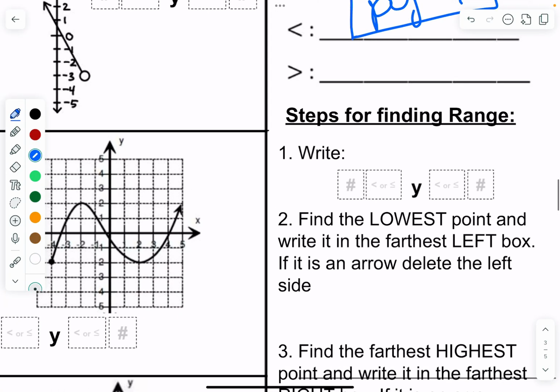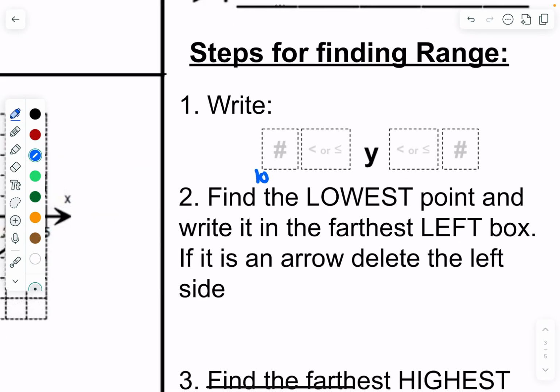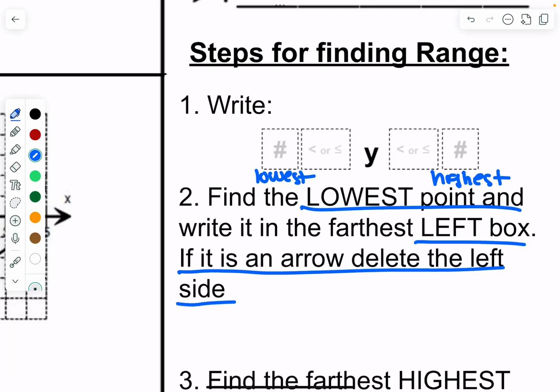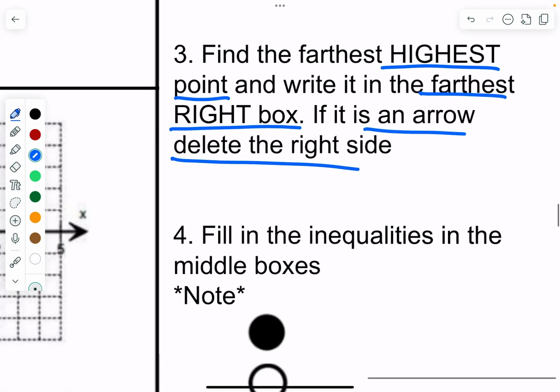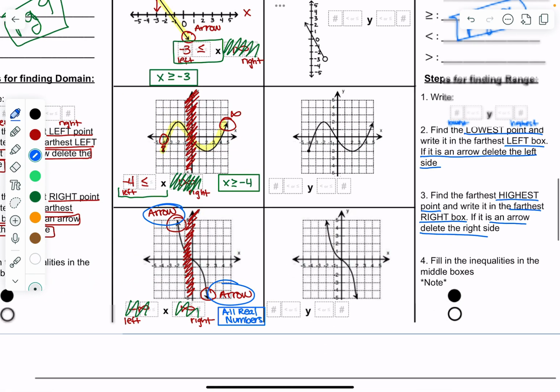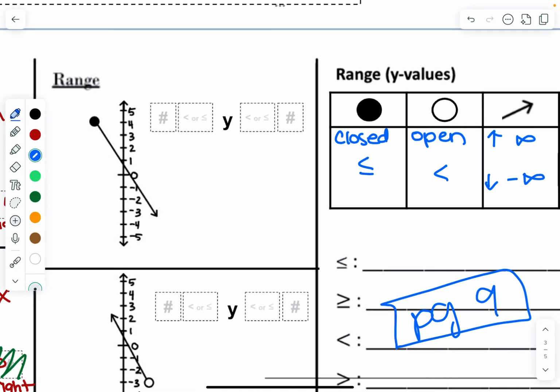And then for range, we always go lowest, highest. So find the lowest point and put it in the left box. If it's an arrow, delete the left side. Find the farthest highest point and write it in the farthest right box. If it's an arrow, delete the right side. Same thing that we did for domain, my bad. So let's go and try this one.